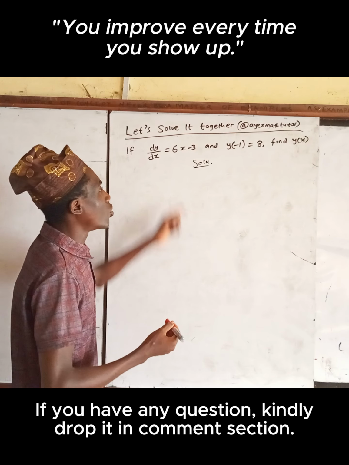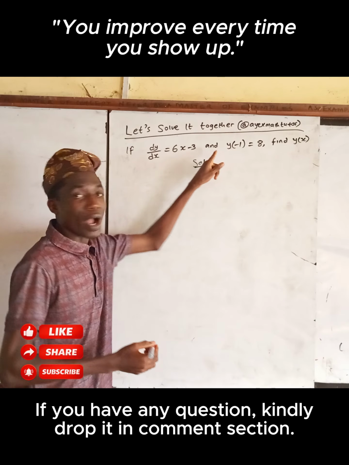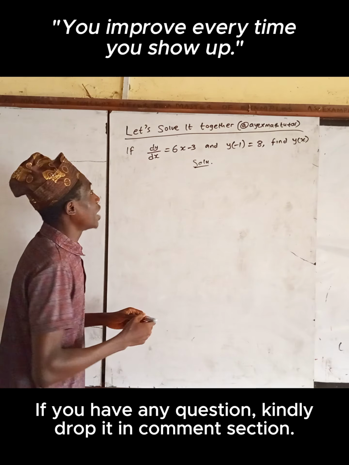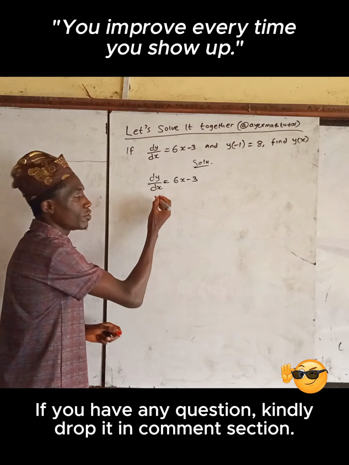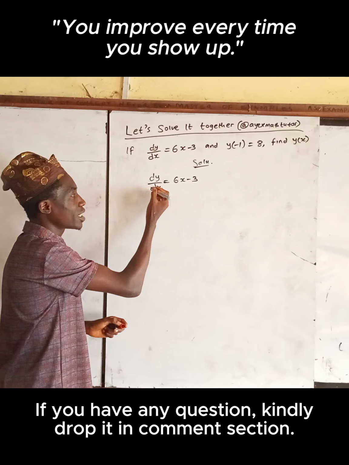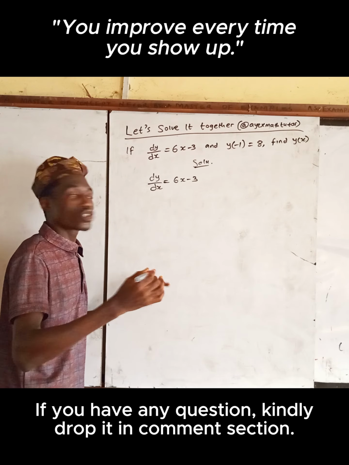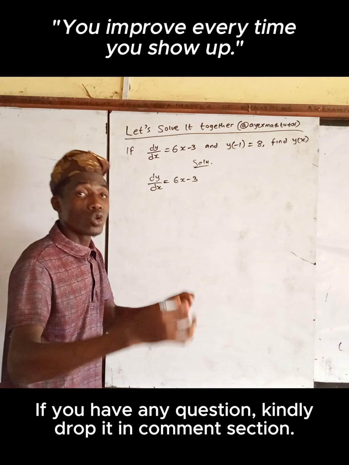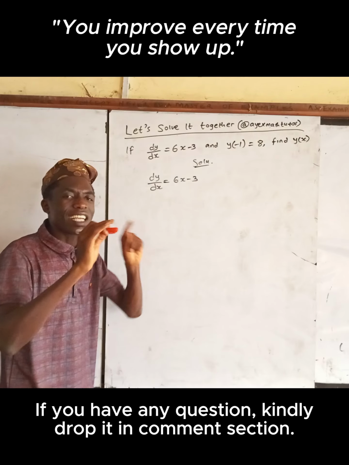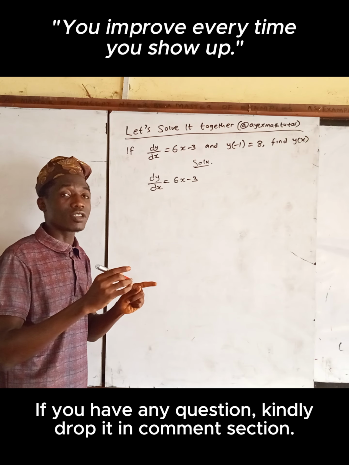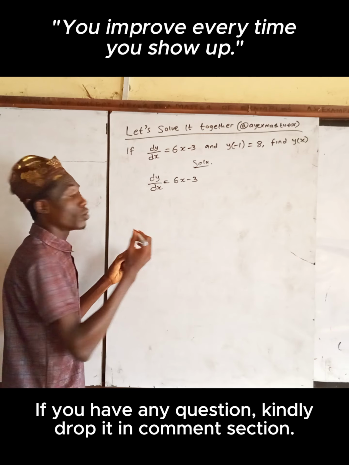Solution. Our main goal in this question is to find the function of y. That's what we really want to look into. The very first thing is to write dy/dx equals 6x minus 3. The only way we can easily find y is to make anything that has that y the subject of the formula. Are you getting it? So we multiply throughout by dx.